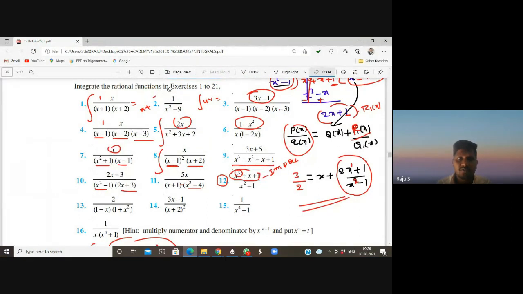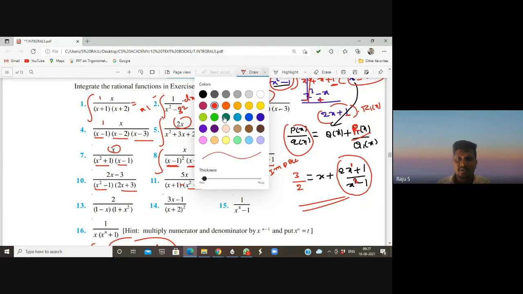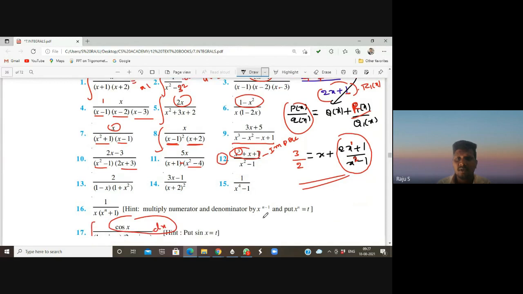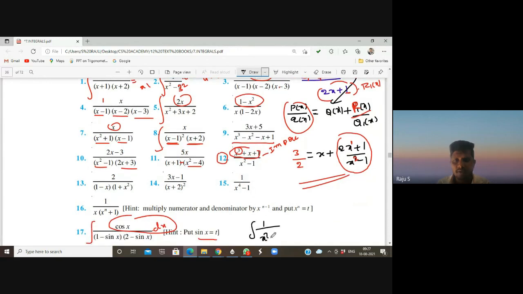See students, actually this is directly in standard form. In exam, if they give this question, you can write x square minus 3 square. It is in direct standard integration. What is the formula, students? It is in the form of integral 1 by (x square minus a square). This is equal to 1 by 2a log mod (x minus a) by (x plus a). Am I right?